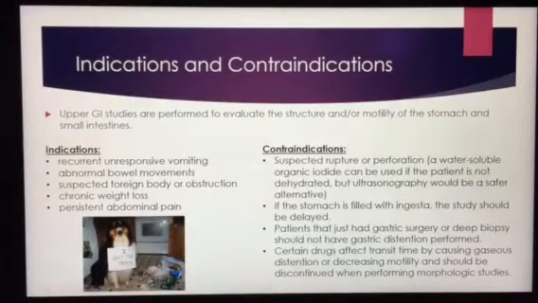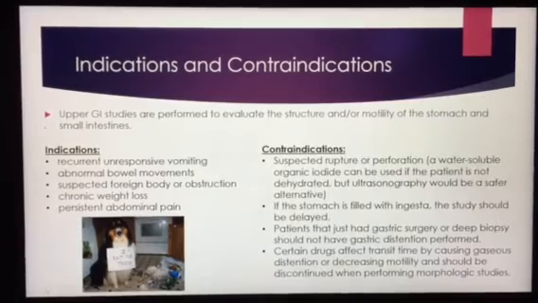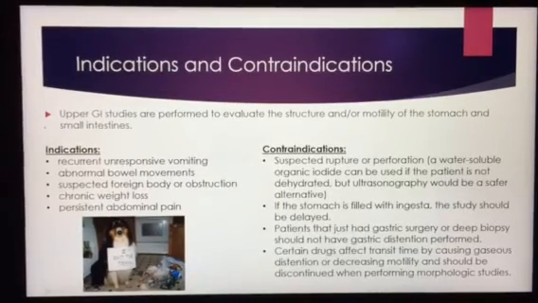Indications and contraindications. Upper GI studies are performed to evaluate the structure and/or motility of the stomach and small intestines. Indications include recurrent unresponsive vomiting, abnormal bowel movements, suspected foreign body or obstruction, chronic weight loss, or persistent abdominal pain. Contraindications include suspected rupture or perforation.